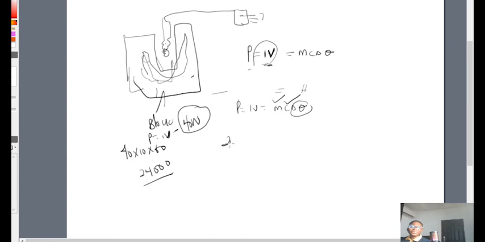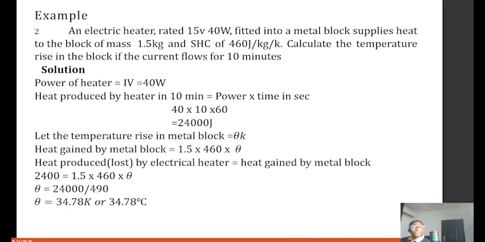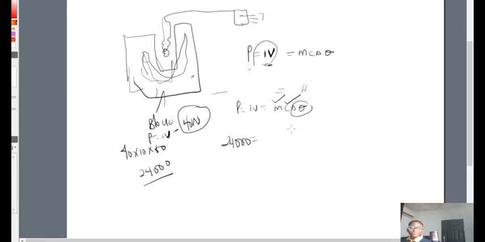So this one now is equal to the mass. What's the mass of the metal? The mass of the metal is 1.5 kg. What's the specific heat capacity of the metal?